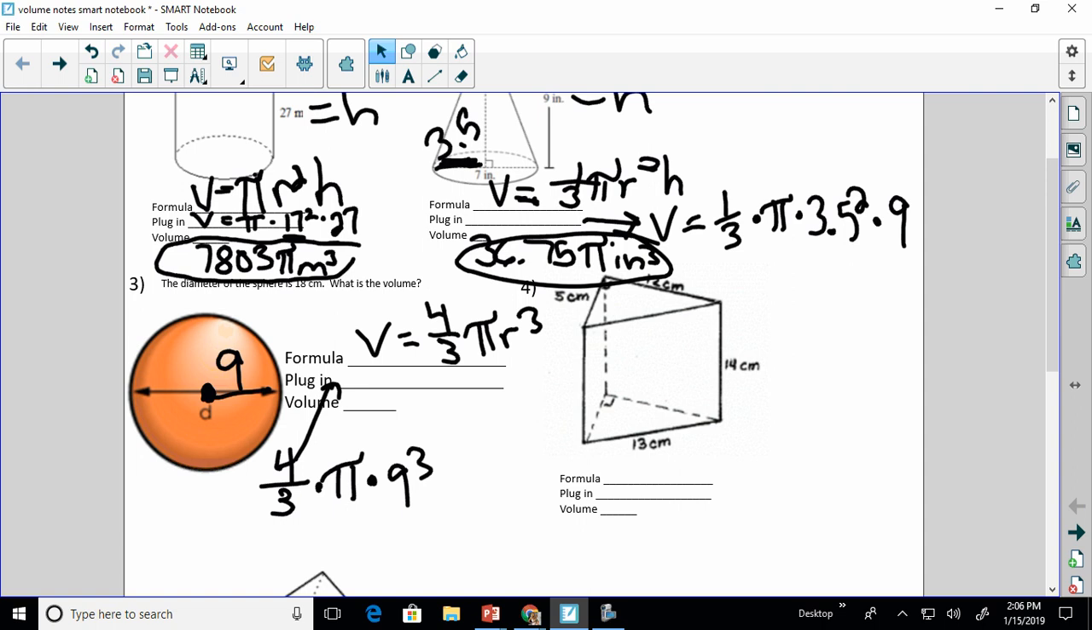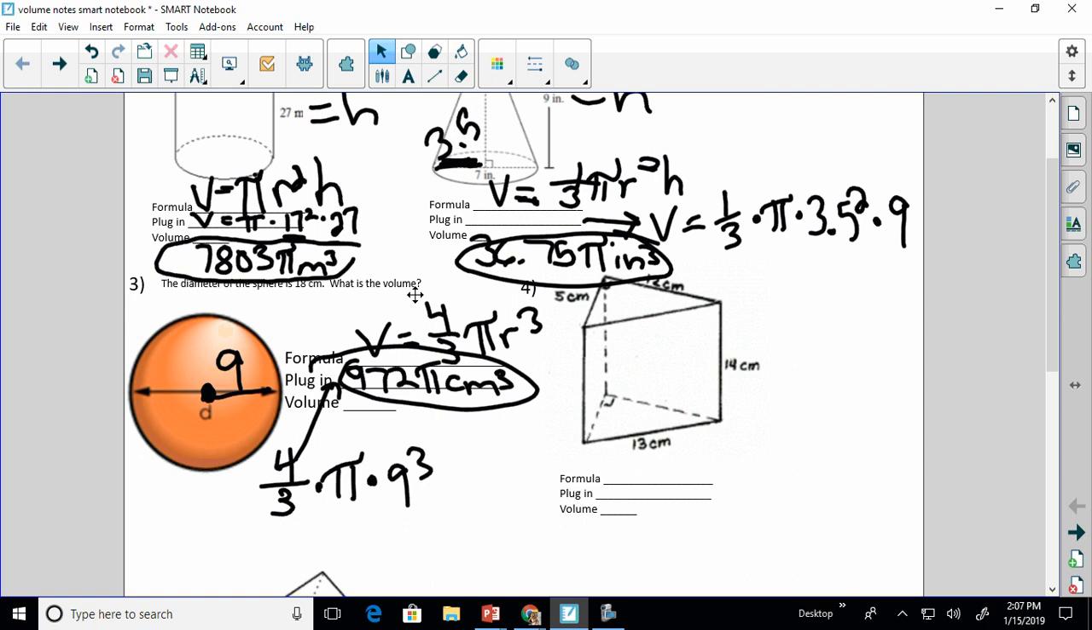So plug that in your calculator. Really, just 4/3 times 9 cubed. You should get 972 pi, and that is in centimeters cubed. Sorry, that is the volume. That would be the answer for the volume.